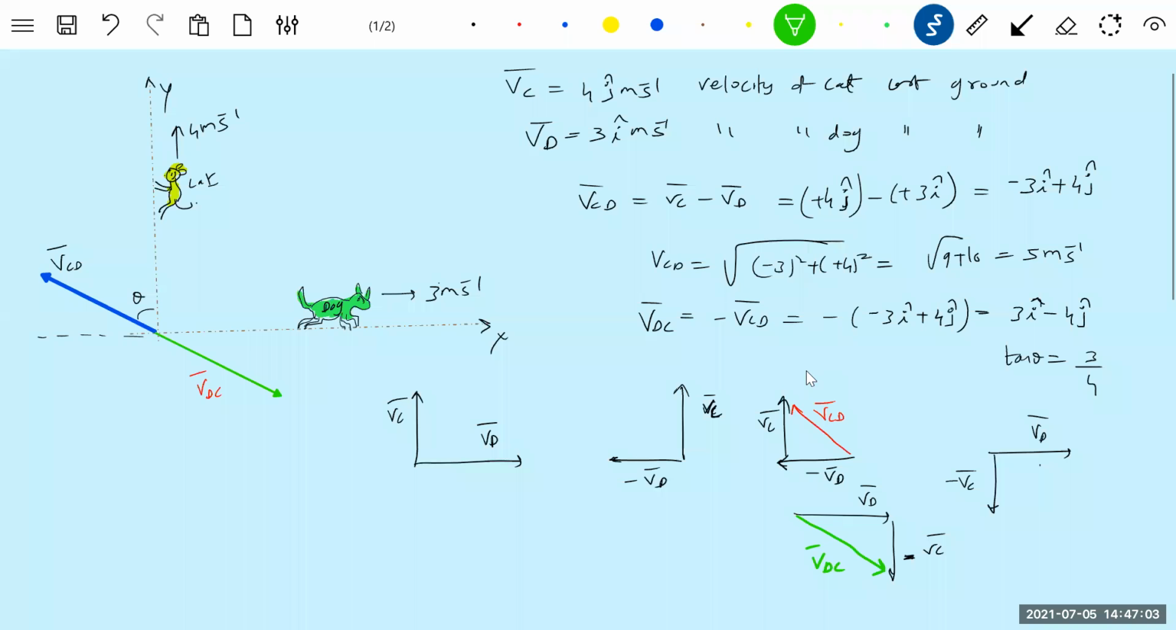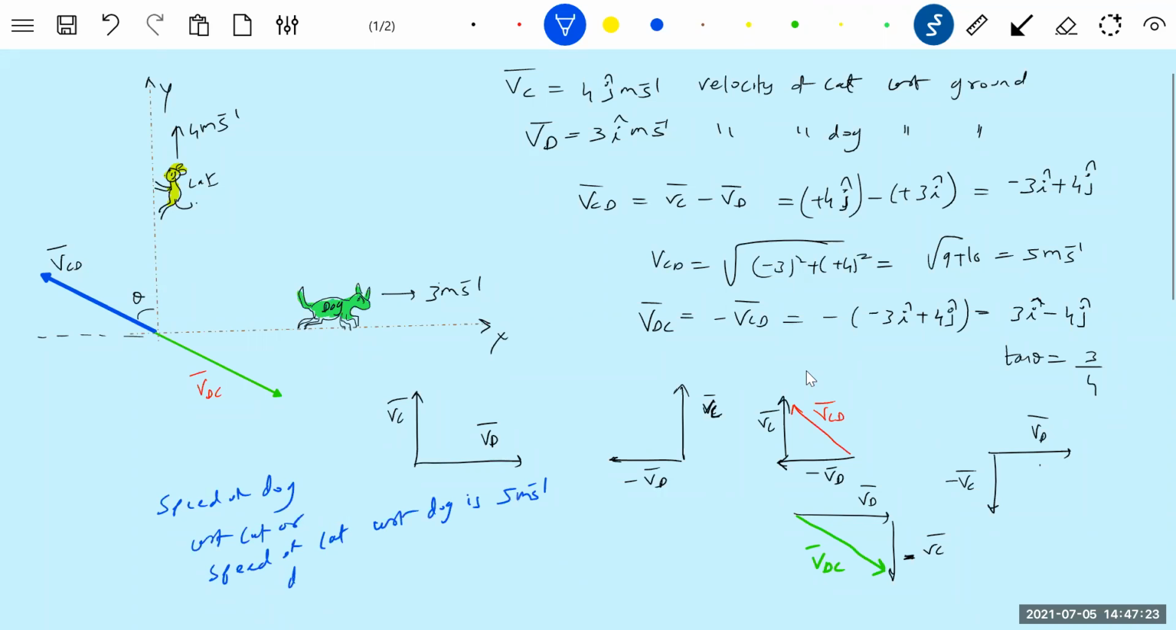With what speed? What is the speed of the cat with respect to the dog, or the speed of the dog with respect to the cat? 5 meter per second. So we'll write that comment here: speed of dog with respect to cat, or speed of cat with respect to dog, is 5 meter per second.